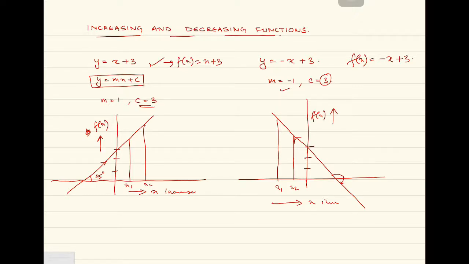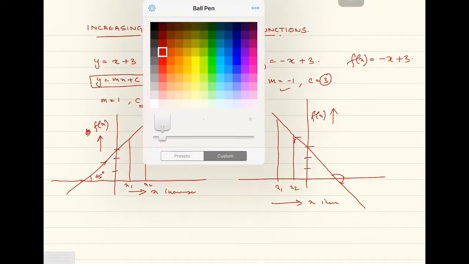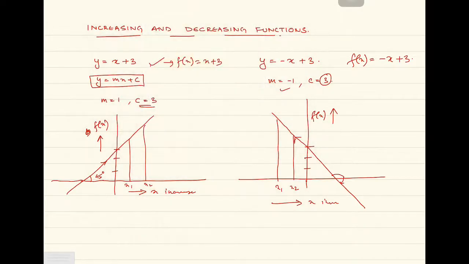Now check properly everyone. Let me show with a different color here. As the value of x increases this side, what is happening to the value of f(x)? The value of f(x) is also increasing, isn't it everyone? That's why this is called an increasing function. What is it called everyone? Increasing function. Whereas here, when the value of x increases, that is, moves towards your right, okay?